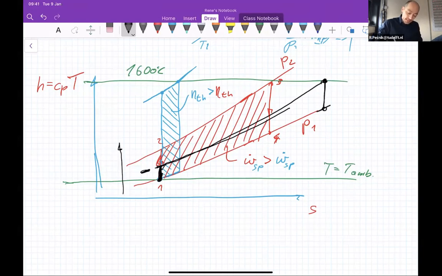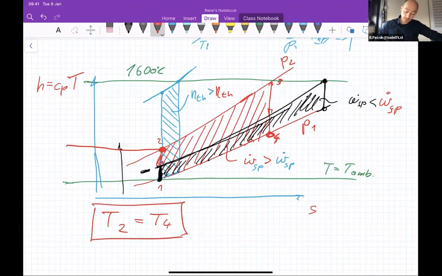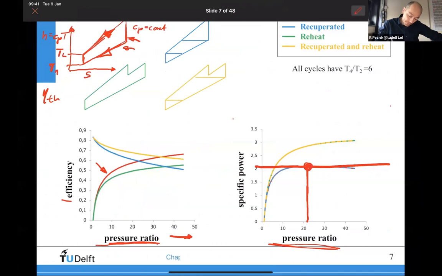Now I have a black cycle, and you can see again the black cycle is very thin here, and the specific power for this cycle is again much smaller than the red one. Okay, so the maximum specific work that can be extracted from an ideal Brayton cycle is when the temperature at the outlet of the compressor is the same as the temperature at the outlet of the turbine. When T2 equals T4, then we know that we have reached this point here. This point for maximum specific power at a given pressure ratio happens when the outlet temperature of the compressor is the same as the outlet temperature of the turbine.